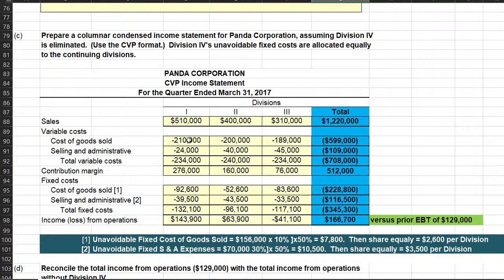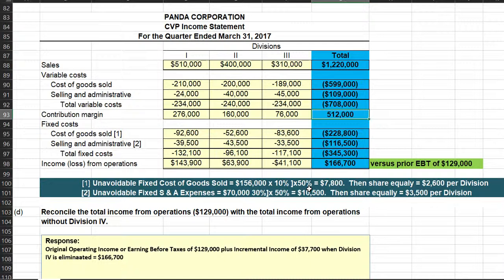We then take the respective cost of goods sold for each division, 210, 200, 189, and this column on the right where we have the totals would represent the sum of each division. So if you add the 510, the 400, and the 310, that's giving you 1,220,000, and the same thing is true for the expenses. So we subtract the variable cost and we get our contribution margin. Again, adding across, we have a total of $512,000.